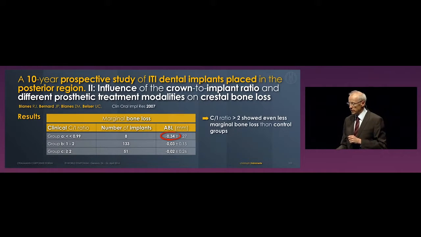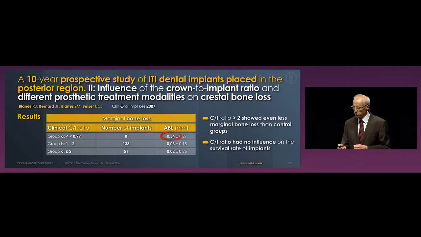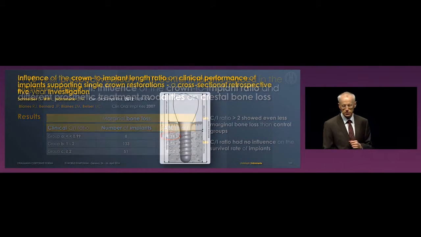They compared these 3 groups over time, and they found that the marginal bone loss was the highest in the group with a favorable relationship. You see that group B and group C have the same, but group A has a less favorable one. So the conclusion was that a crown to implant ratio of more than 2 showed even less marginal bone loss than the control groups, both control groups. Crown to implant ratio had no influence on the survival rate of the implants.